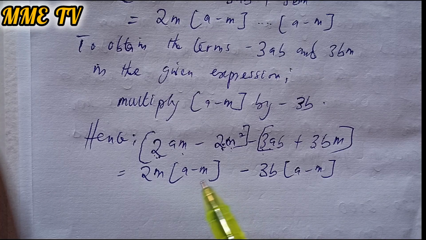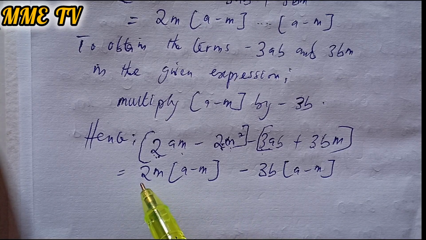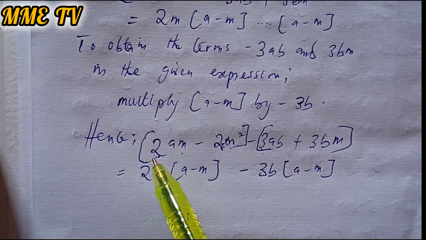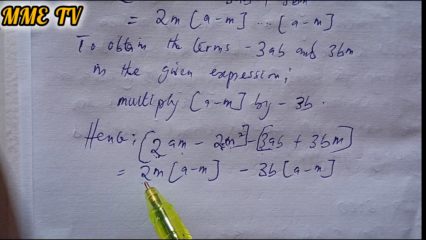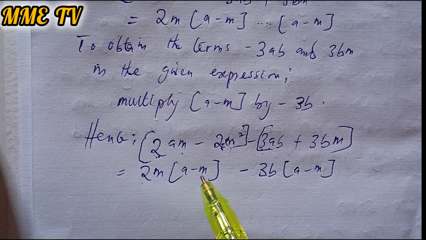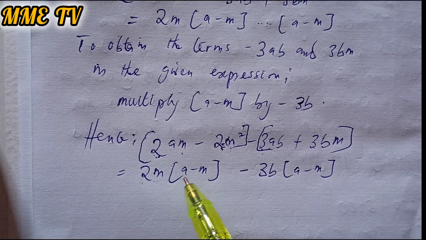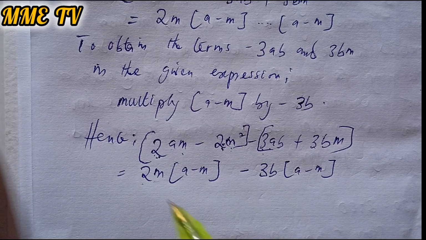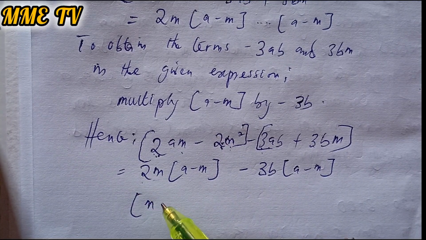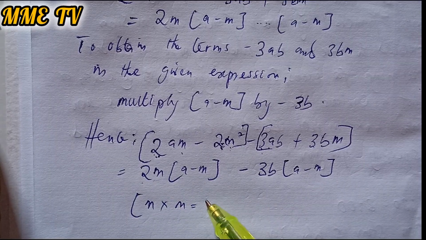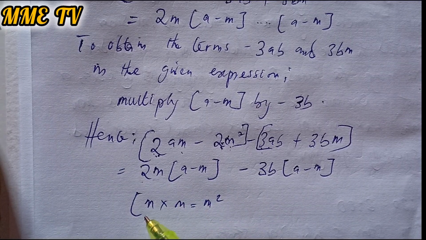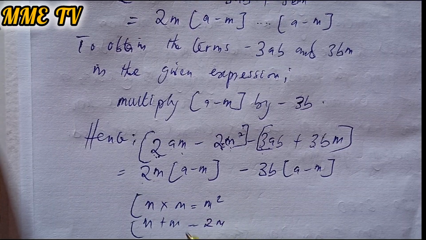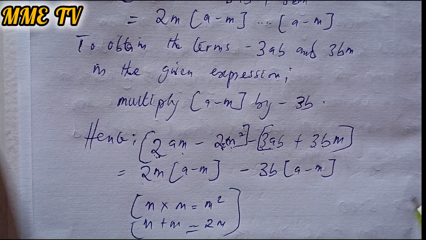With all this equation now, see what I'm going to do. If I say 2m multiplied by a, I'll be having 2am. If I should say 2m multiplied by minus m, I'll be having minus 2m raised to the power of 2. Remember when I said earlier that m times m is equal to m squared, but m plus m is equal to 2m. Always remember these things.